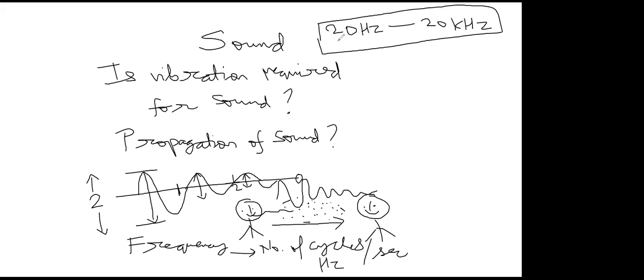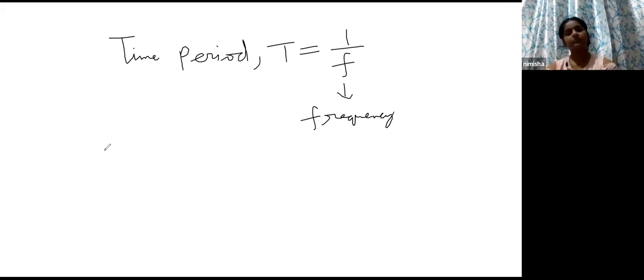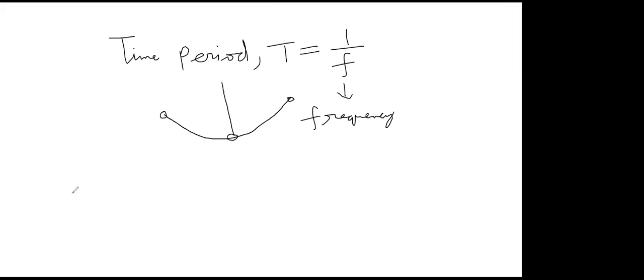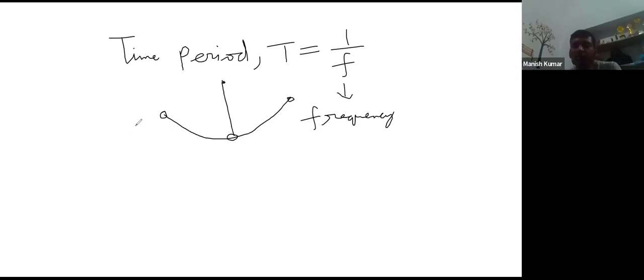Okay. Now, have you heard of time period? Time period, T, is equal to 1 by F, where F is the frequency. Have you heard of a pendulum? Yes, sir. Have you seen that there are oscillations occurring in that? Time period we have discussed before. This oscillates in this manner, isn't it? So time taken for one oscillation is called? Time period. Or the number of cycles completed in 1 second. T is equal to, I am writing, 1 by F. So this is called time period.